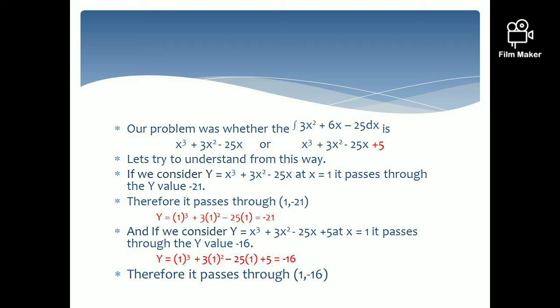Therefore, the curve y equals x cube plus 3x squared minus 25x passes through the point 1, minus 21. Then we will consider the second equation, y equals x cube plus 3x squared minus 25x plus 5. If you substitute the same x equals 1 into that equation, you receive the answer minus 16. That means the curve y equals x cube plus 3x squared minus 25x plus 5 passes through the coordinate 1, minus 16. We use this logic to understand the real equation formed after an integration.